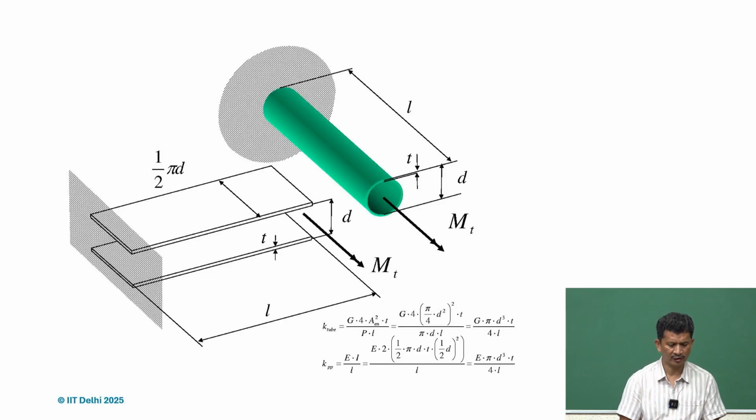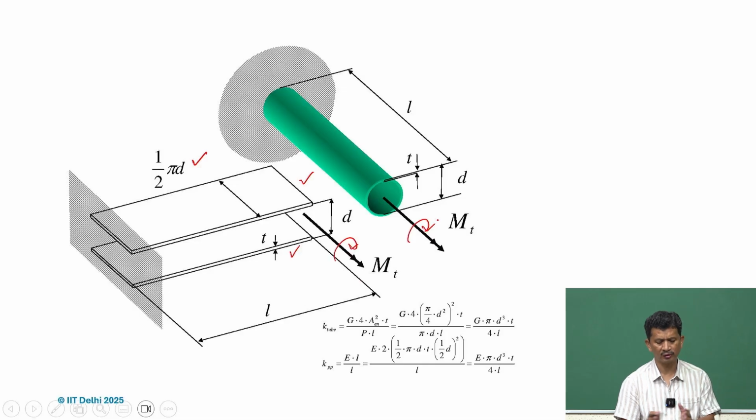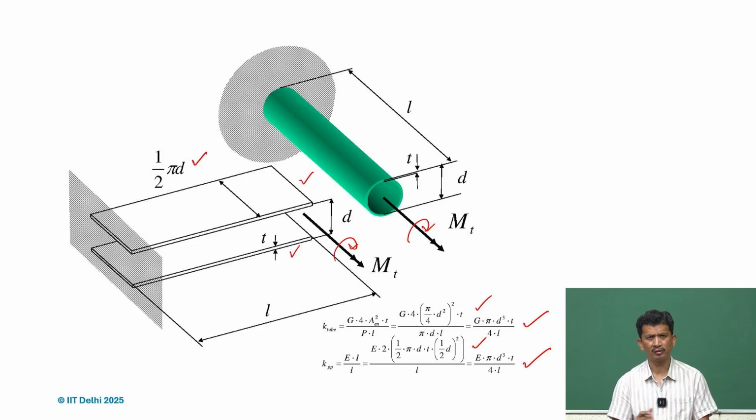So, we can also compare. Suppose we just divide it and put it in this fashion: top and bottom layer with pi d by 2, apply a moment here and try to compare the two, a tube and two flat sheets. We get a similar kind of torsional stiffness, except that in one case you have G, the shear modulus, and in the other E. So the Poisson ratio will come into the picture, and then okay.